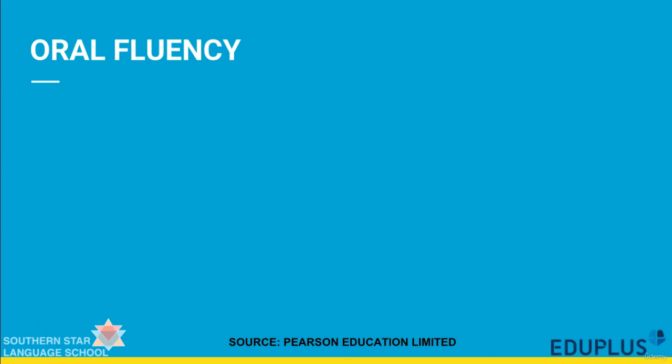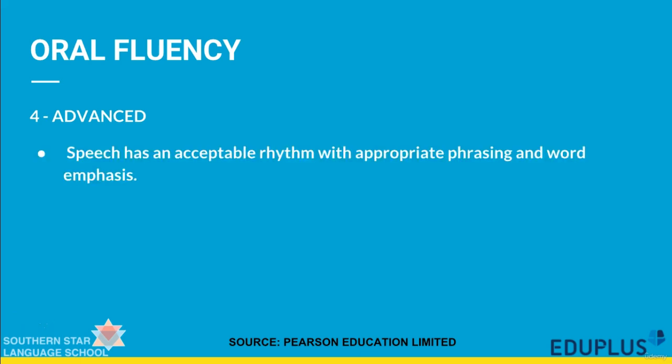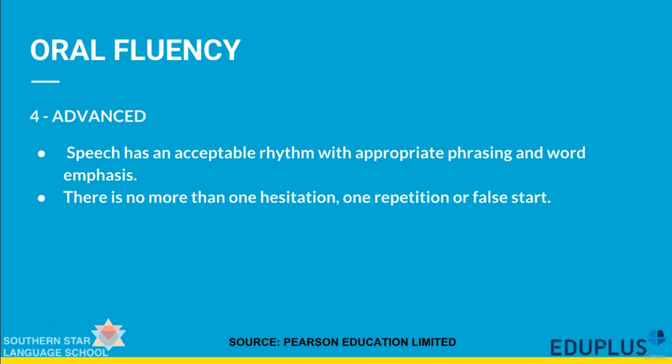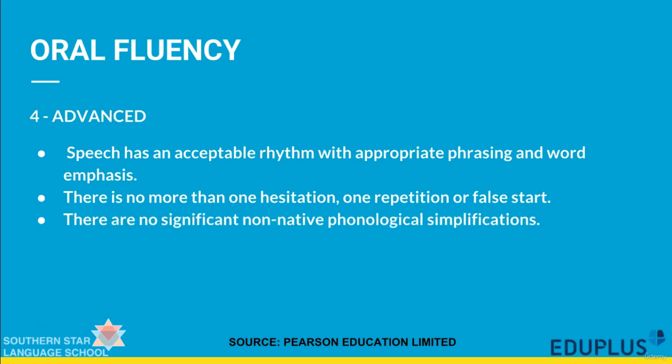A person will have advanced oral fluency and receive 4 points if the speech has an acceptable rhythm with appropriate phrasing and word emphasis. There is no more than 1 hesitation, 1 repetition or false start. There are no significant non-native phonological simplifications.